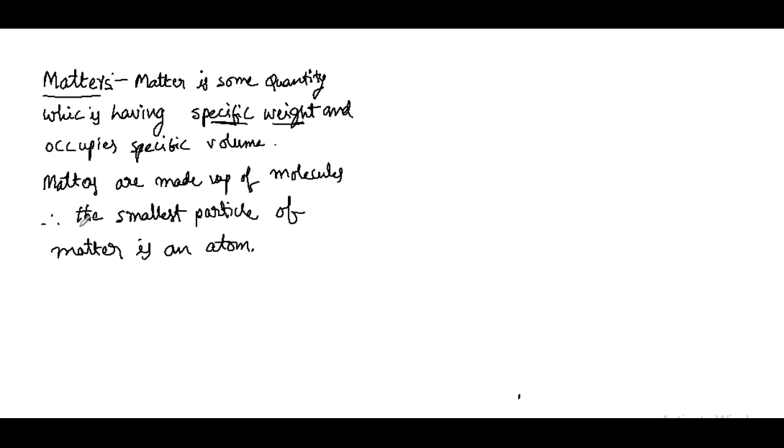That's why we can write one simple definition of the atom: the smallest particle of matter is an atom, right? So the definition of atom is the smallest particle of matter. And matter is again classified into three types: gases, liquids, and solids. Now in this video I want to explain the basic structure of atom and atom definition, right? So the atom definition, just now I wrote here: the smallest particle of matter is an atom.